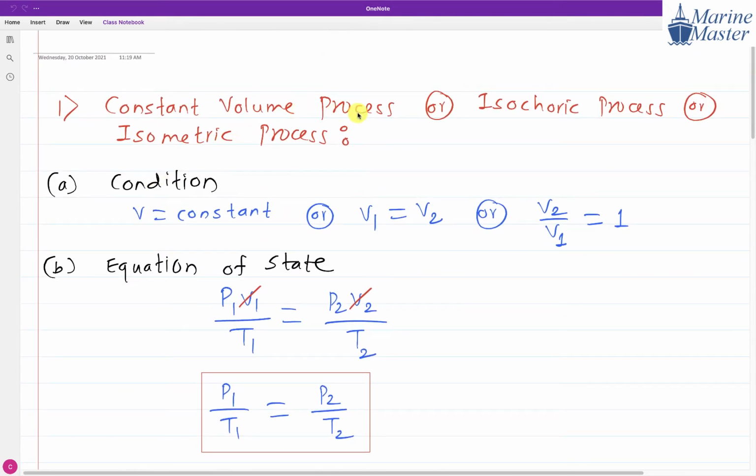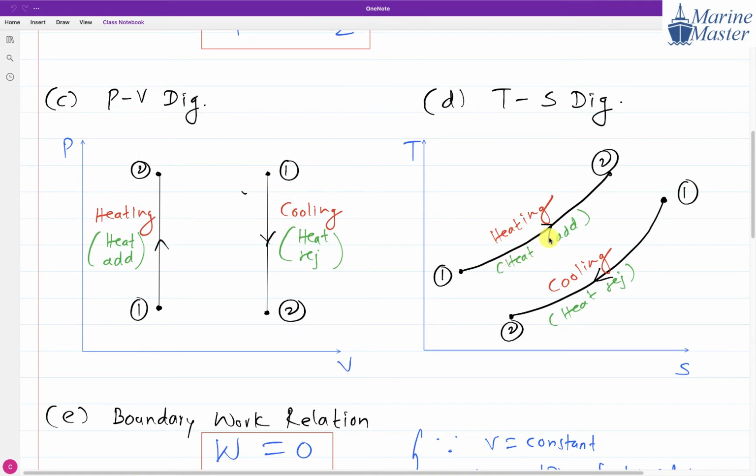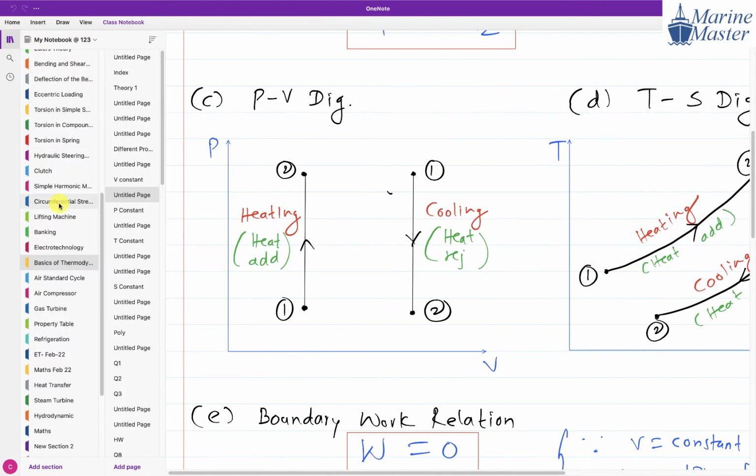Remember the constant volume process. A similar TS diagram is there. But suppose in the exam there is not only one process; it is a combination of constant volume and constant pressure processes.